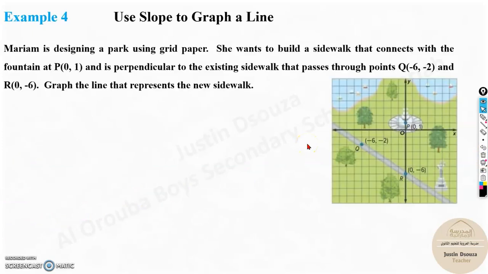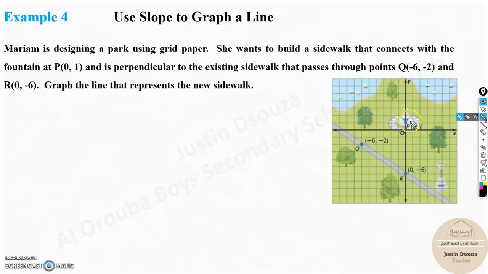Now we will solve a real world problem. We will use slope to graph a line. Mariam is designing a park using grid paper. She wants to build a sidewalk that connects with the fountain at P (0, 1) and is perpendicular to the existing sidewalk that passes through points Q and R. Graph the line that represents the new sidewalk.